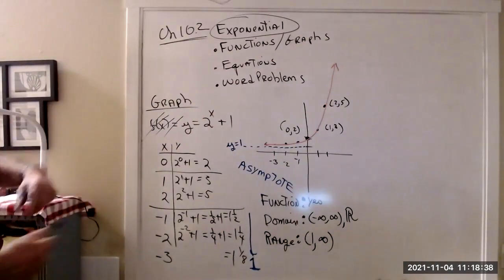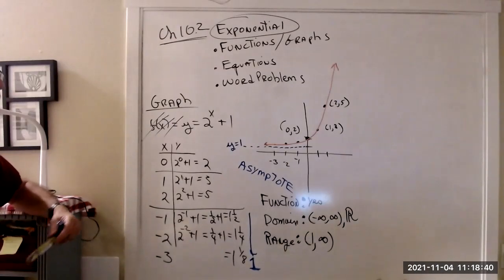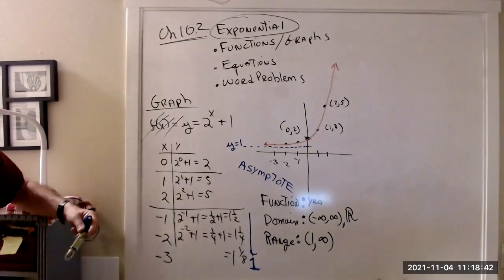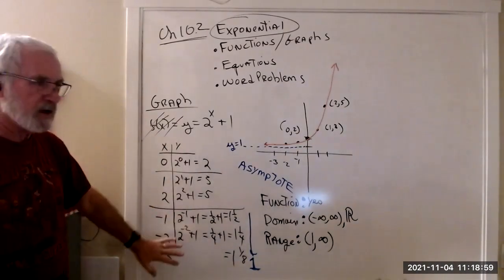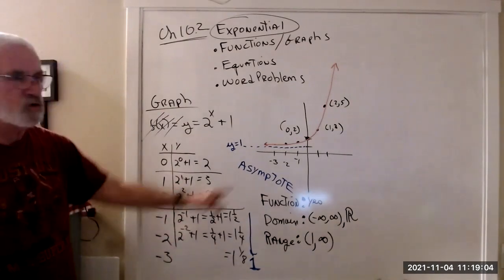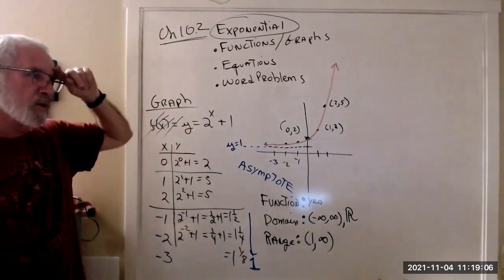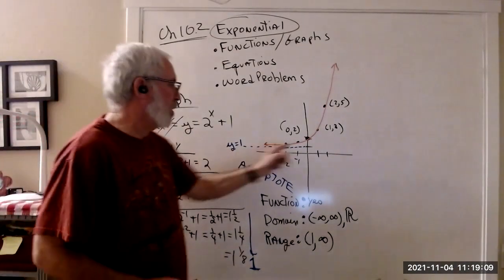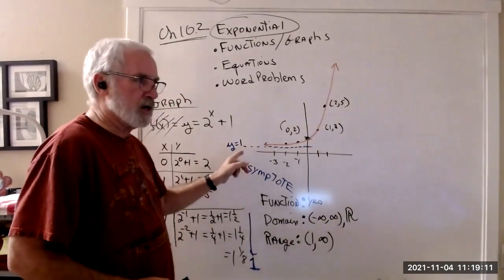So there's, within reason, a question on exam 3 and questions on mom. So how do we do it? Build a table of values. You pick as many numbers as you want to help you get the shape of the graph. Okay, you must draw the asymptote as a dotted line.